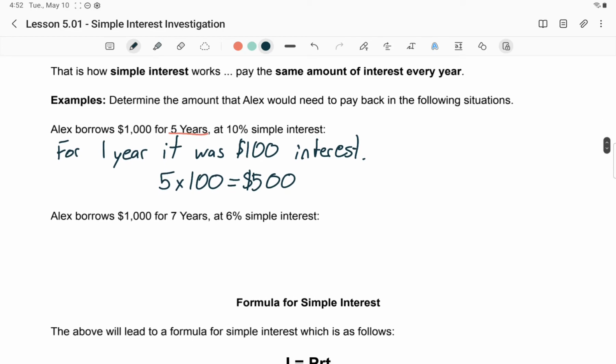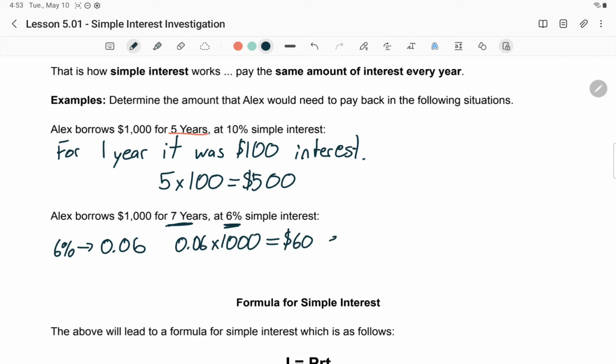Okay, let's do a different interest rate for a different length of time. So we're looking at 6% simple interest for 7 years. So first of all, we just need to know what that would be for a single year. So 6%, let's turn that into a decimal, so that'd be 0.06. And now we want to do 0.06 of 1,000. So times 1,000. And that will give you, if you do the multiplication, $60. So you're basically paying $60 every year.